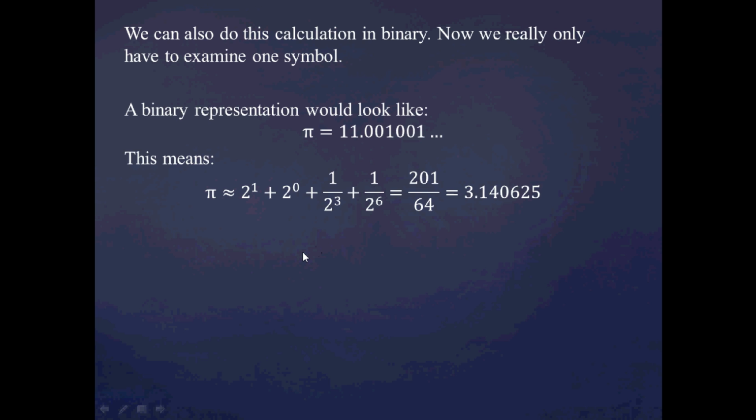So just to put that out more explicitly, this representation means 2 to the first plus 2 to the 0, so we get 3 right there, plus one copy of 2 to the negative 3, or 1/8, and then we get one copy of 2 to the negative 6, or 1/64. So the exact representation of this truncation of pi would be 201/64, which is equal to this in decimal.